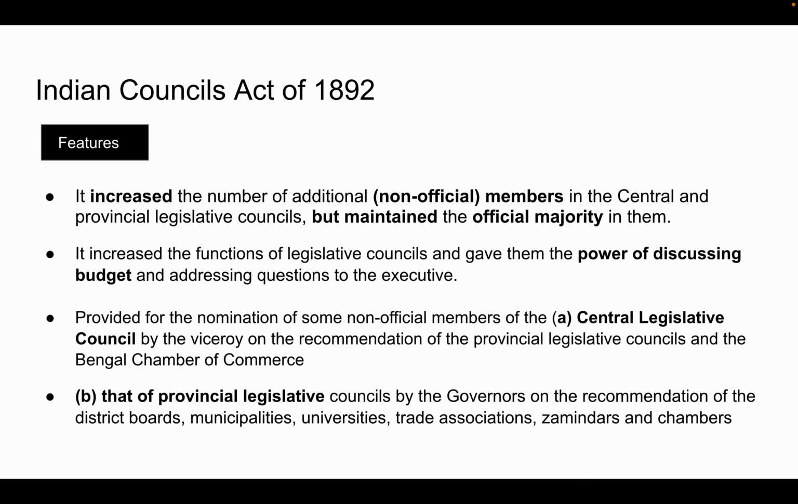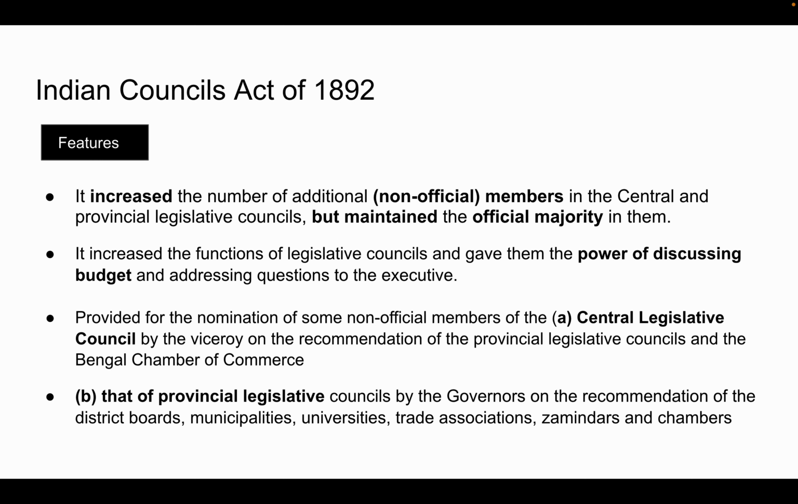Okay, so I'll go through points 3 and 4 once again. If you want to nominate somebody into the Central Legislative Council as a non-official member, that will be done by the Viceroy. If you want to nominate somebody to the Provincial Legislative Council, that will be done by the governor. Now in the first case, when the Viceroy is nominating you for the Central Legislative Council, it will be done on the recommendation of Provincial Legislative Councils and the Bengal Chamber of Commerce. But in the case of Provincial Legislative Councils, you will be nominated by the governor on the recommendation of district boards, municipalities, universities, trade associations, zamindars and chambers.